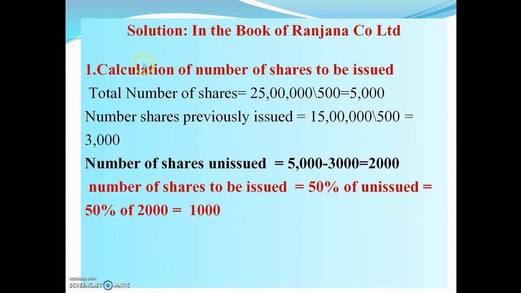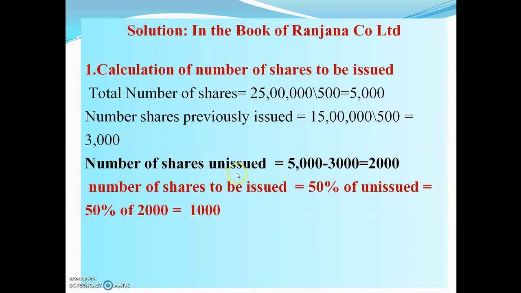See here, solutions, and the first calculation is the number of shares to be issued. For that we have to calculate like this: total number of shares, meaning authorized capital is 25 lakh. This 25 lakh we have to divide by the face value, that is 500, and the answer will come 5000. After that, number of shares previously issued, meaning the paid up capital, that is 15 lakh, we divide this 15 lakh by the face value and the final amount will come 3000.